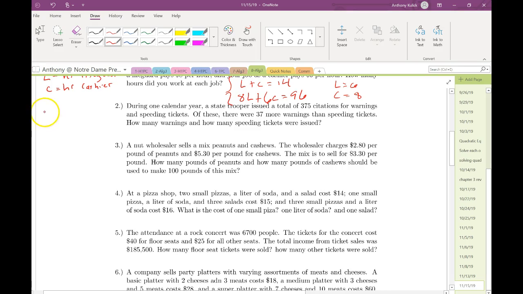So I'm going to use W to represent the number of warnings and S to be the number of speeding tickets. Okay, so we'll set up our system then. Because we have two variables, how many equations are we going to need for this system? 2. Okay, what's one of the equations that I can write here?